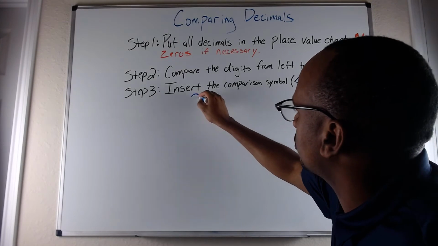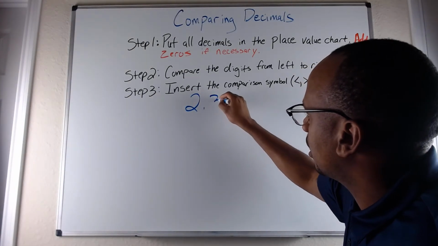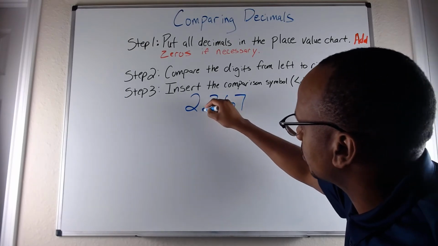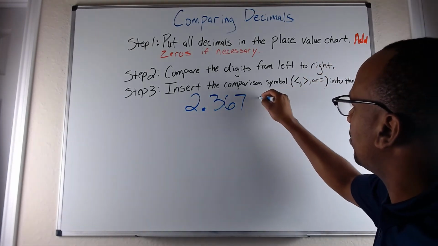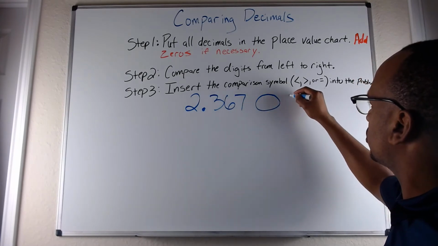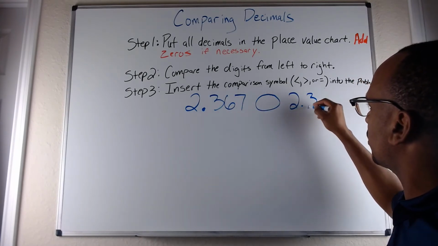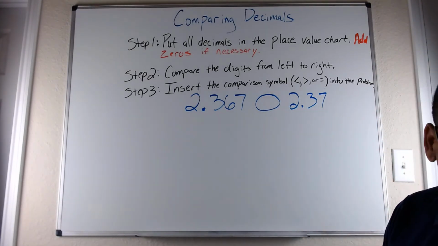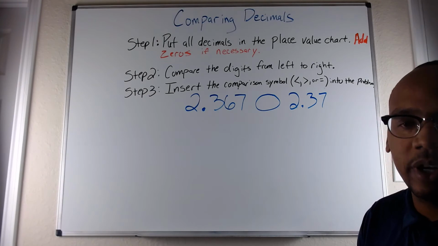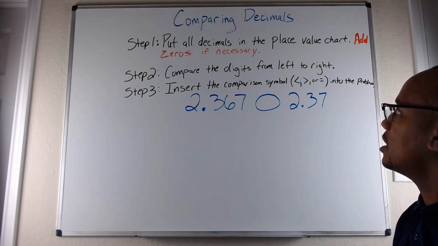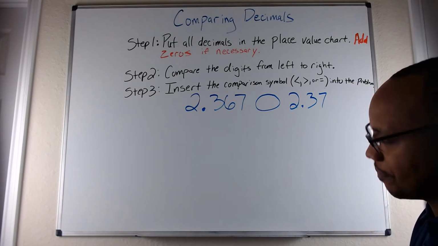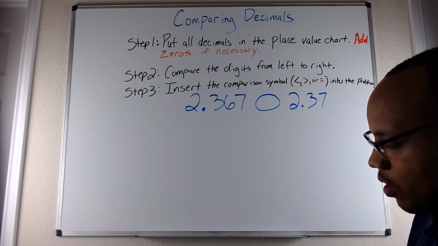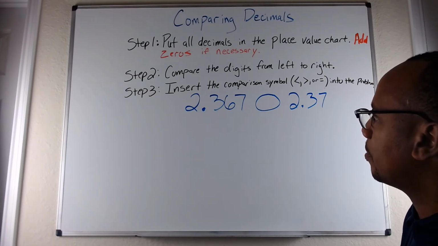All right. So let's say I have 2 and 367 thousandths, and I'm going to compare it to 2 and 37 hundredths. All right. Step one, put all the decimals in the place value chart. Add zeros if necessary. Well, what I'll do is I'll draw my place value chart.